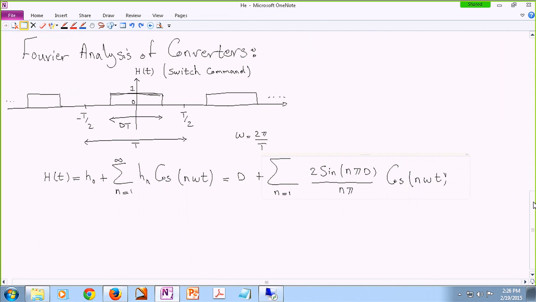So let's say I have this knowledge and I want to focus on one particular converter and see what kind of information I can obtain. Usually you go with the simplest converter possible, which is the buck converter. So let me just focus on the buck converter.